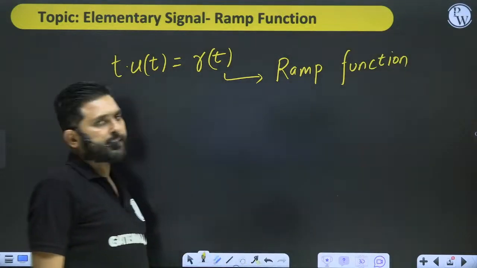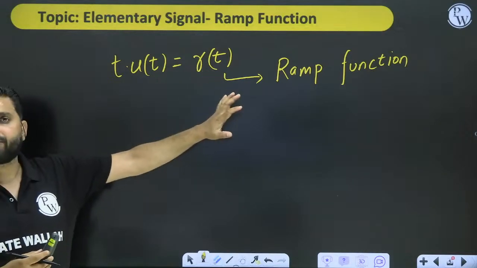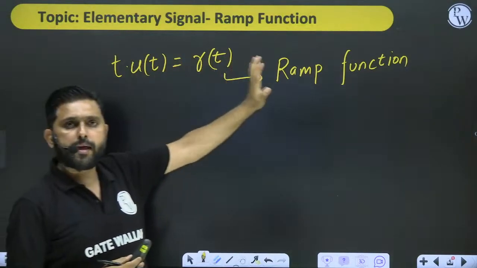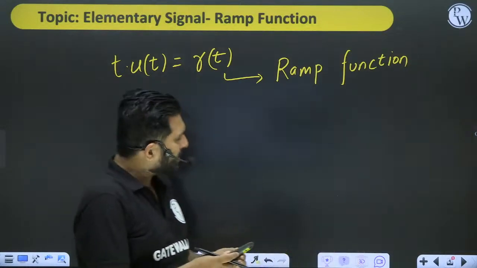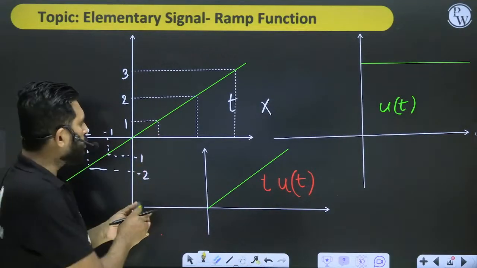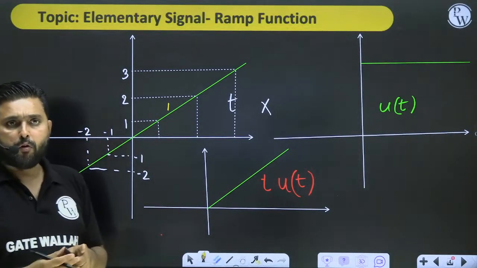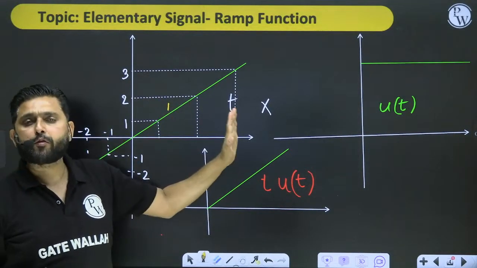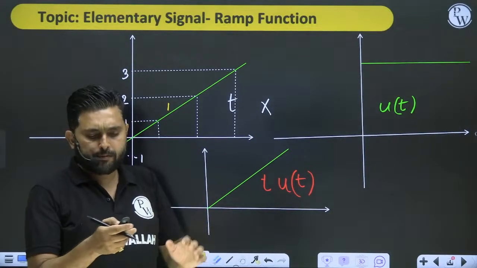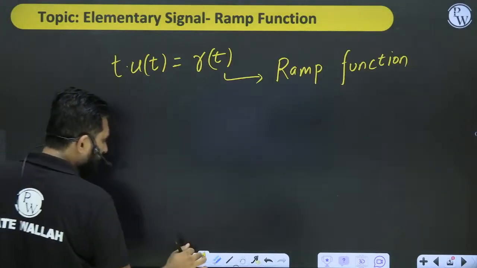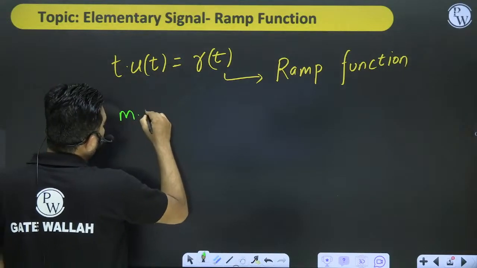I am denoting it as a ramp function. So this is basically a ramp function. So u(t) is nothing but my r(t), and r(t) I am calling the ramp function. Now, this ramp function has a slope of 1. If you change the slope to 2, 3, 4, 5, whatever, then in general we call this function m times r(t).